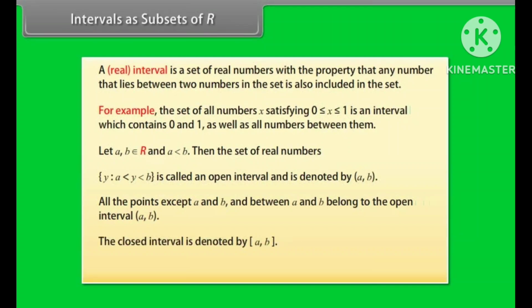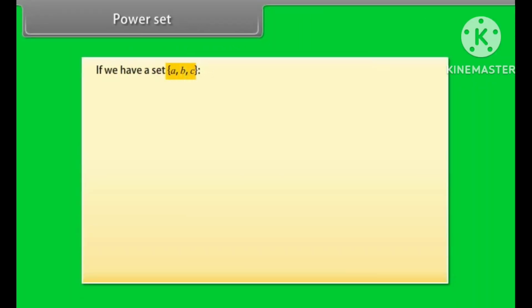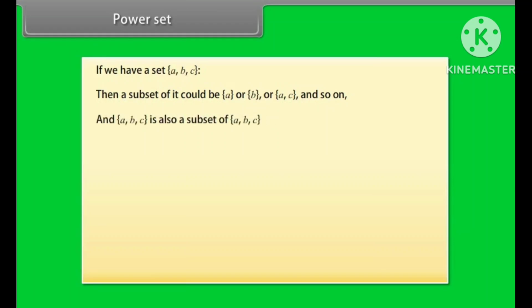The closed interval is denoted by this symbol. Closed interval is the interval which contains the endpoints also. Power set. If we have a set {A, B, C}, then a subset of it could be {A} or {B}, or {A, C}, and so on. And {A, B, C} is also a subset of {A, B, C}. And the empty set is also a subset of {A, B, C}.